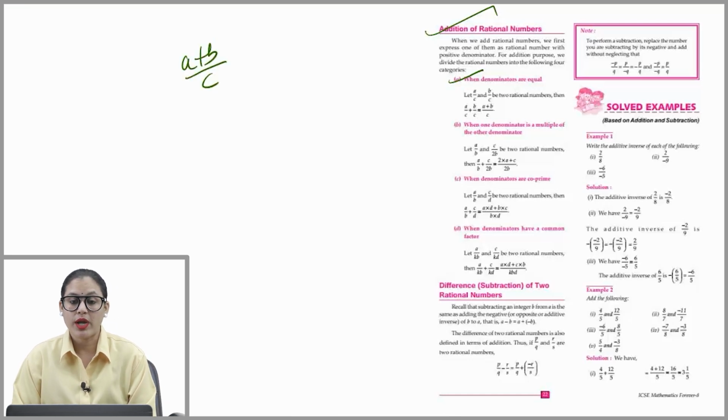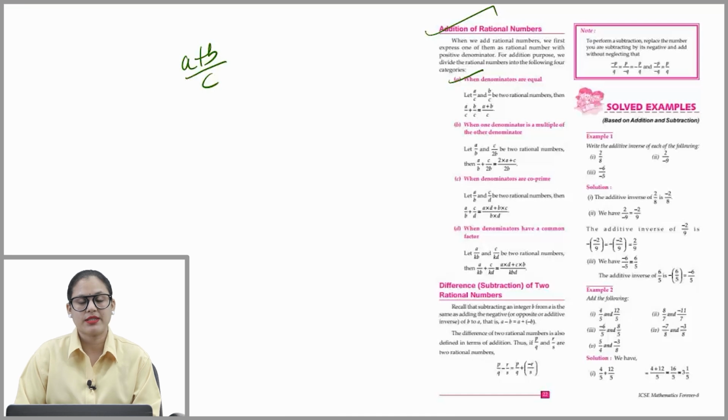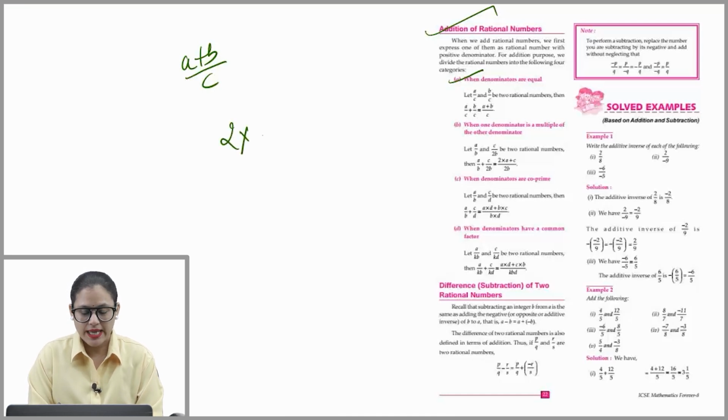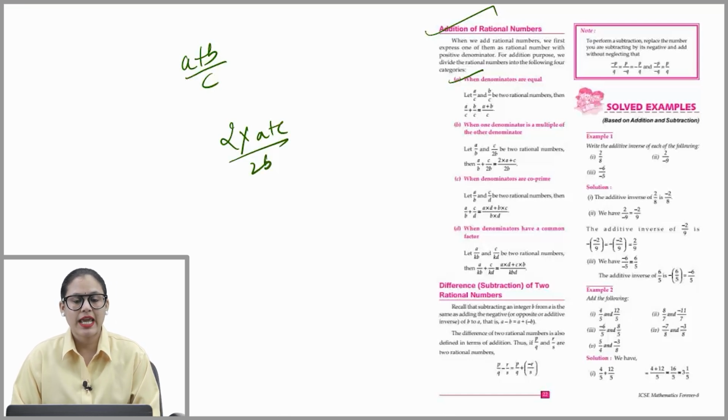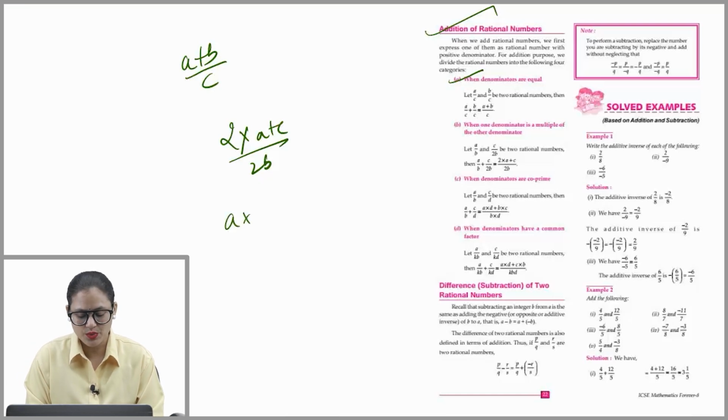Okay. B, when one denominator is a multiple of the other denominator, let A by B and C by 2B be 2 rational numbers. Then A by B plus C upon 2B is equal to 2 into A plus C upon 2B. Okay. And C, when denominators are co-prime, let A by B and C by D be 2 rational numbers. Then A by B plus C by D is equal to what? A into D plus B into C upon B into D.